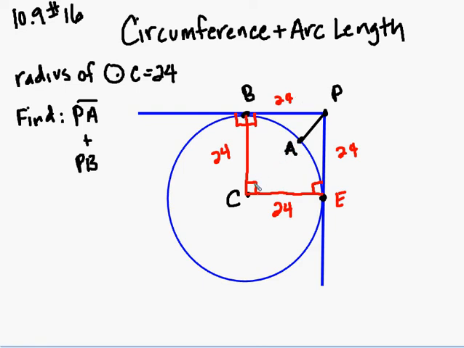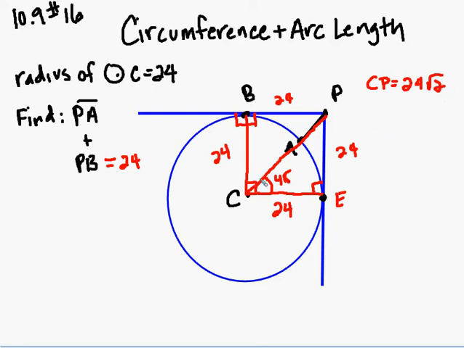Now it should be pretty easy to figure out, actually we just figured out what P to B is. P to B is equal to 24. And P to A is just going to be the length of the hypotenuse from C to P minus the radius. So the hypotenuse, you can see it's a 24-24 triangle, so we have a 45-degree angle. And so C to P is going to be 24 root 2.